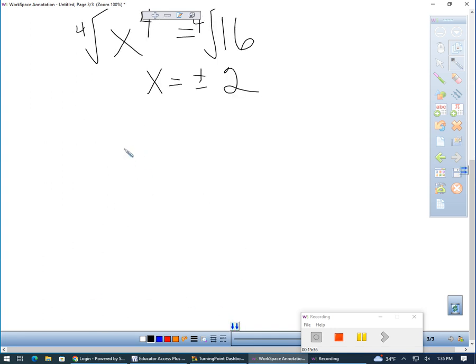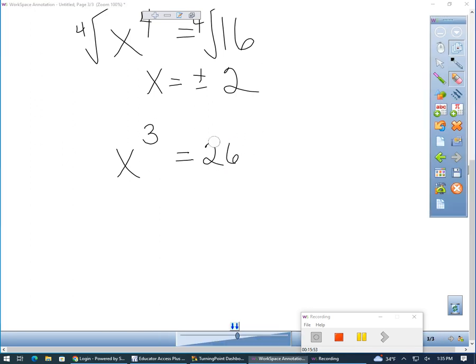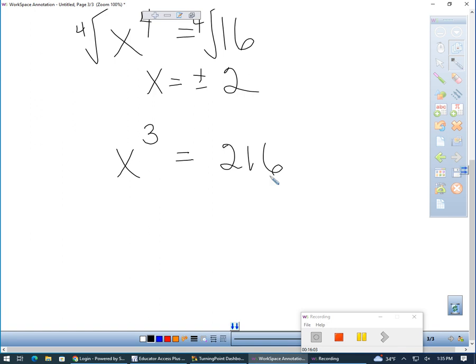However, what if I had x to the 3rd equals 216, I think? Is that right? I'm trying to remember. All right, so now what am I going to do? Cube root both sides. What is the cube root of 216? 6. So x equals 6.